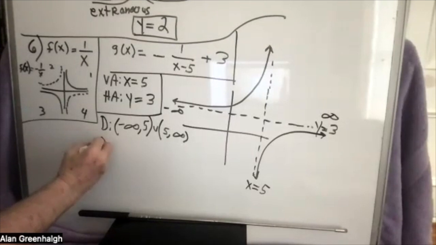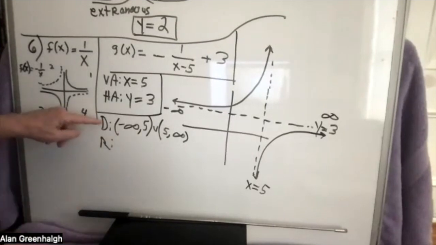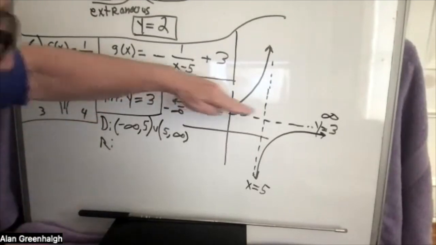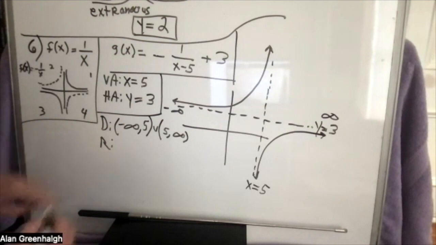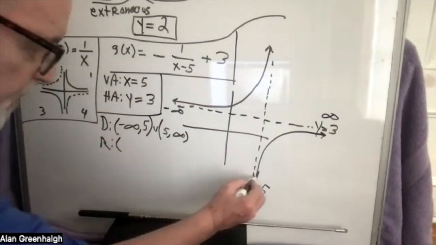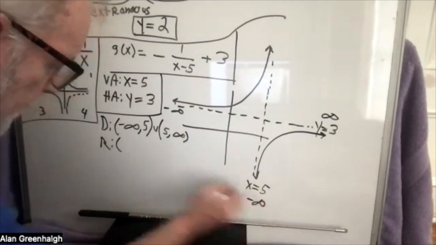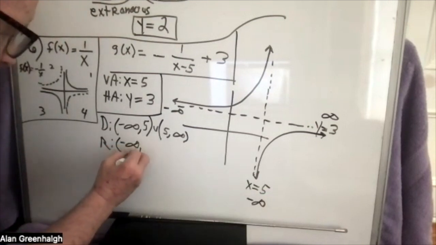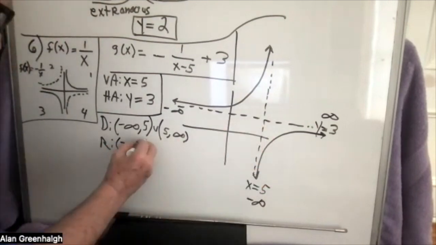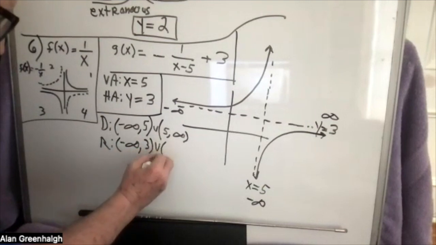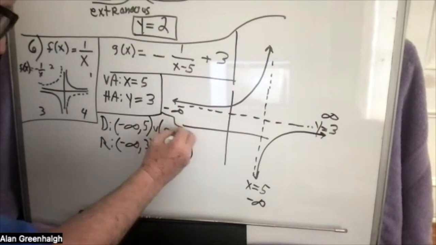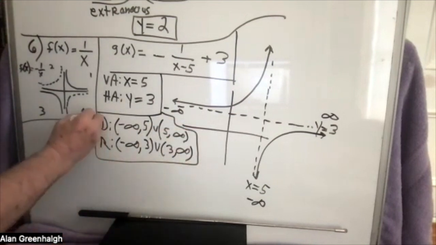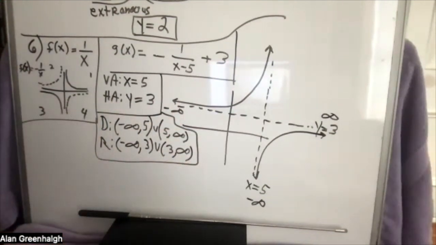The range, so domain refers to the values of x. The range refers to the values of y, and that will be from negative infinity to 3, and from 3 to infinity. And this is the complete problem from beginning to end.